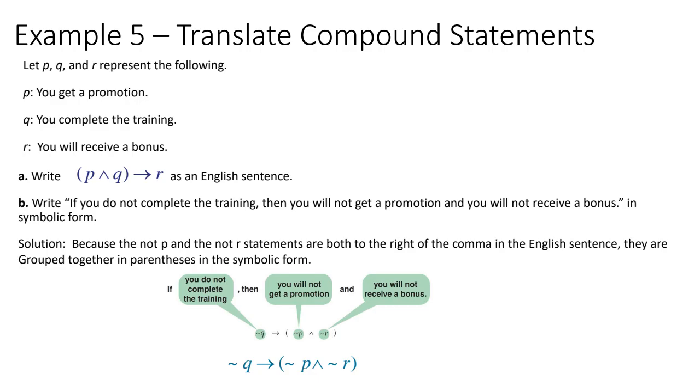You will not receive a bonus. Well, the last sentence is similar to R, but R is you will receive a bonus. So if it says you will not, then that's negation R. So all in symbols would be negation Q, arrow, parentheses, negation P, and negation R, close parentheses. So that compound statement, that long statement, you can represent in symbolic form as shown at the end.